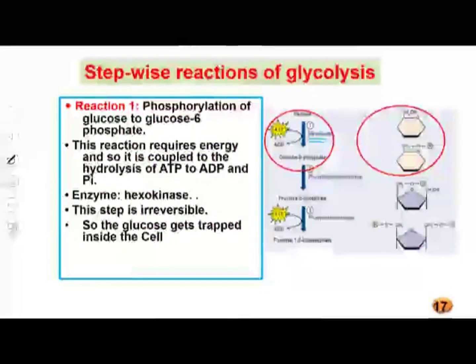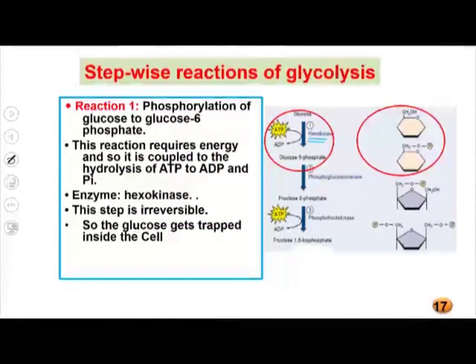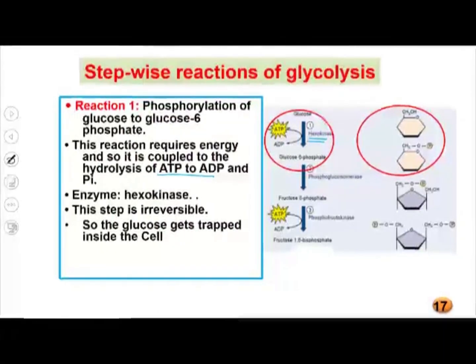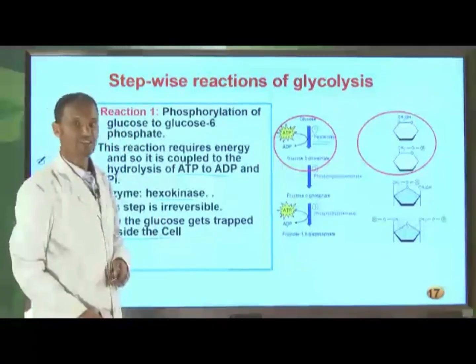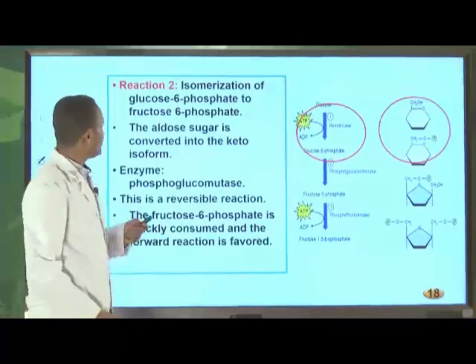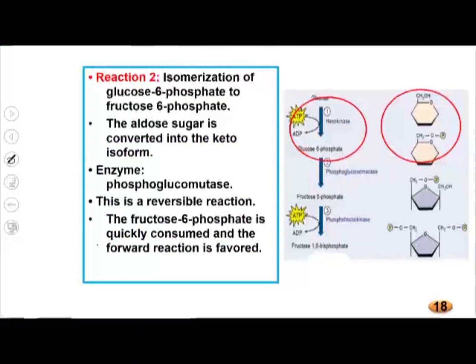This reaction requires energy, and so it is coupled to the hydrolysis of ATP to ADP. Then the enzyme hexokinase can catalyze this reaction, so glucose gets trapped inside the cell in reaction 1. In reaction 2, isomerization can take place. Here, glucose 6-phosphate from reaction 1 can be changed into fructose 6-phosphate.